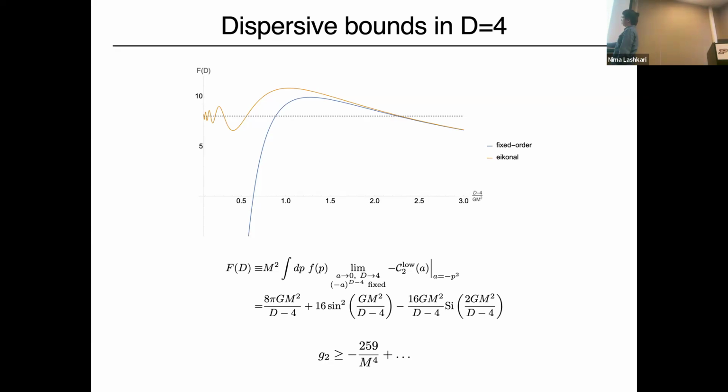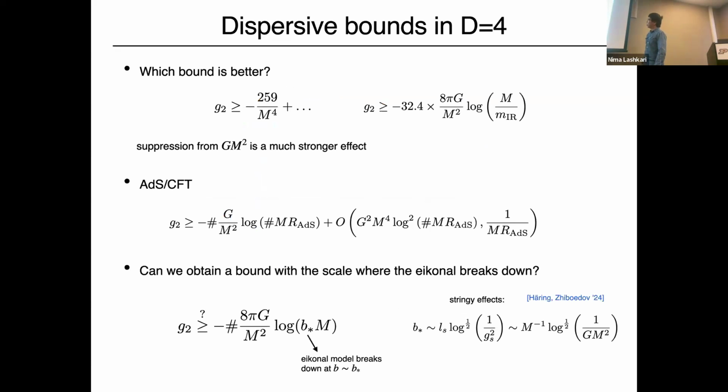So G2 has to be greater than some negative number. But there's another problem with this bound: it is not suppressed by G Newton. So we have two versions of bounds on G2, and you can ask which one is better. You have a bound like this, and you have a bound like this. Here I'm switching to an IR cutoff in the integral. So 1 over d minus 4 basically becomes this log of M IR.